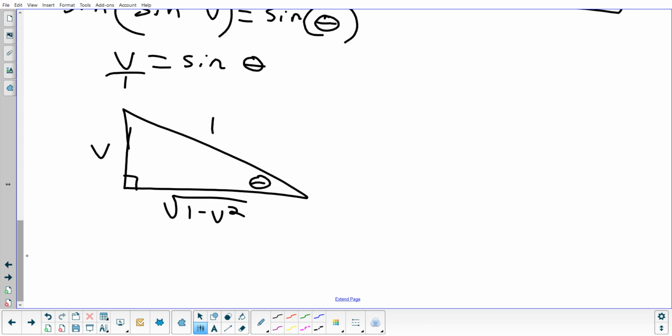Zach, what's my formula for tangent? Everyone, help them out. What's the tangent? Ashley? Opposite over adjacent. Yeah, not really one that I wanted to deal with. You'll see why in a second. But it is opposite divided by this. So it's V divided by the square root of 1 minus V squared.